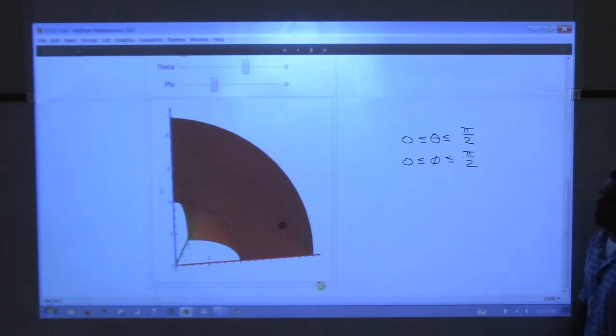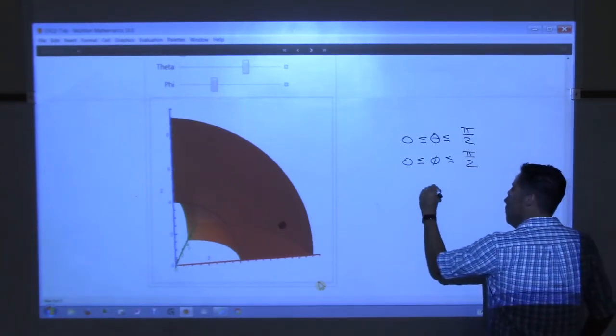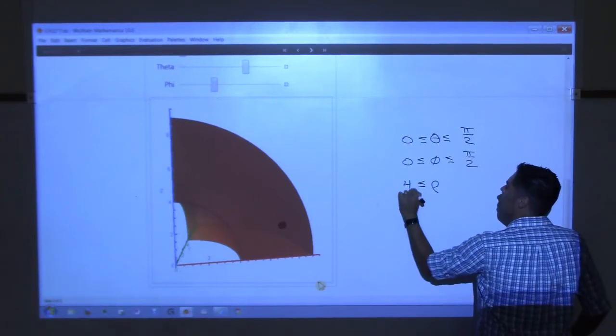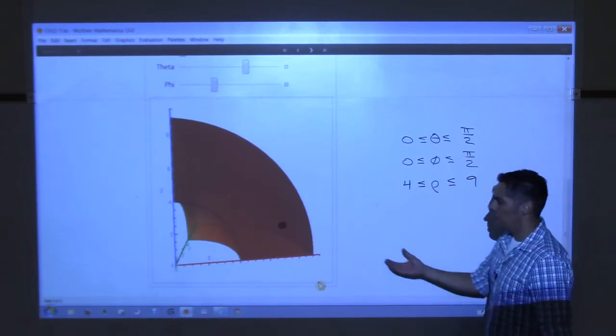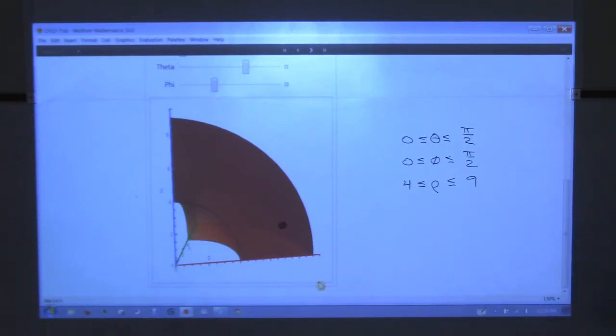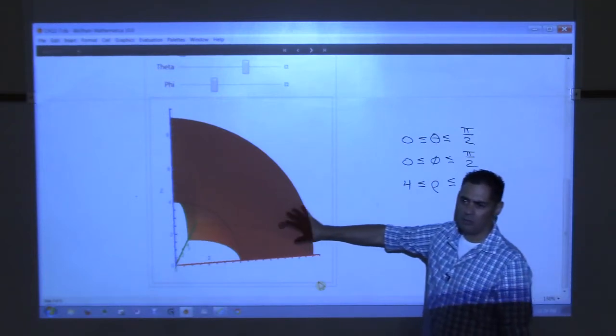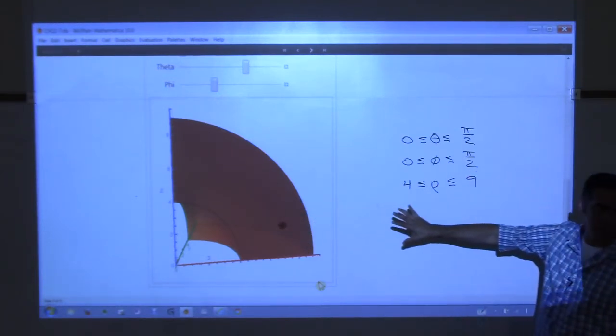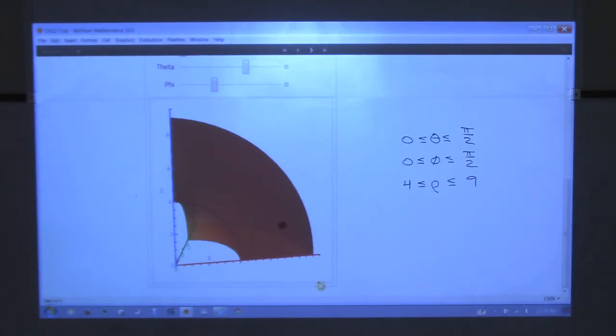And then what about your radius, your rho? The rho is from 4 to 9. So this is a perfect spherical box, isn't it? It's a spherical box. So difficult to describe this object in Cartesian. Very difficult to describe what that is in Cartesian. You need multiple surfaces. It would be a disaster. Maybe even impossible to do.